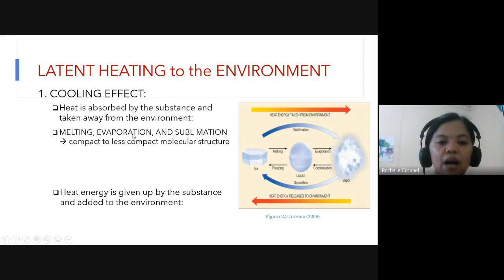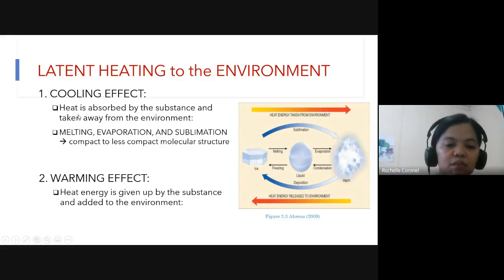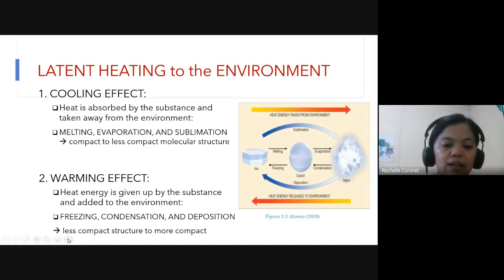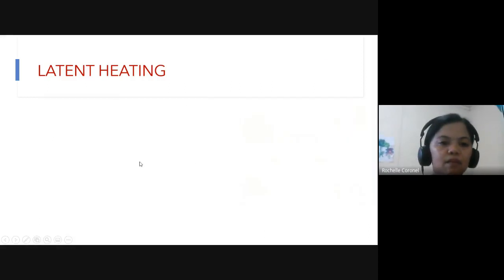So these processes have a cooling effect. And then, of course, there are the opposite processes of melting, evaporation, and sublimation. On the other hand, they have a warming effect because they go from a less compact structure to a more compact one. So they will basically release heat energy to the environment. So freezing, condensation, and deposition have a warming effect on the environment.